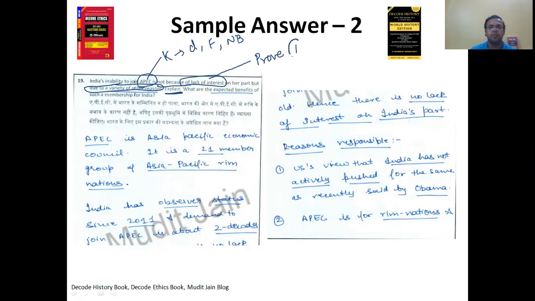This becomes your part 1, or APEC in itself becomes your part 1. This becomes your part 2, but due to a variety of other reasons, so this is your part 3. What are the other reasons? Then what are the expected benefits of such a membership for India? You only have to tell expected benefits, so this becomes part 4.